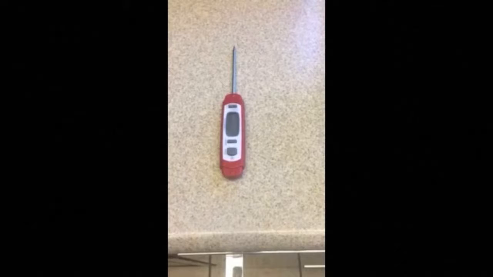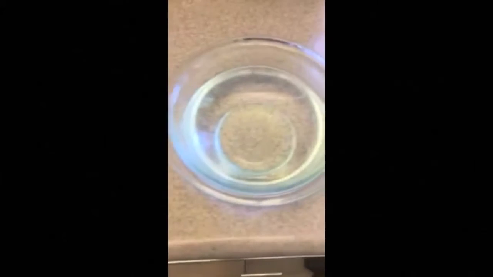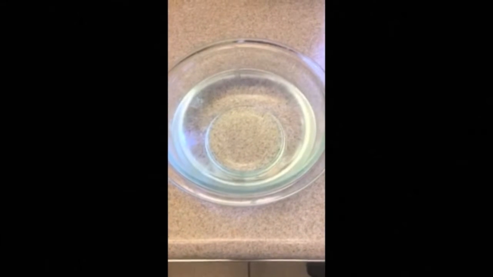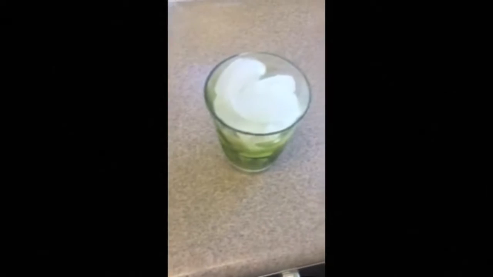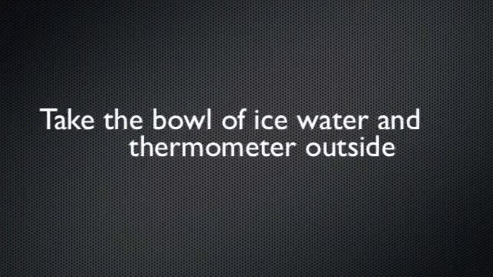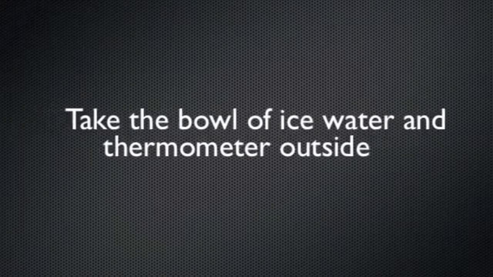For this experiment, you'll need a thermometer, a bowl or a cup of water, and some ice. Once you have all of your materials, add the ice to the bowl or the cup of water. Once outside, use your thermometer to get a reading on the ice water.